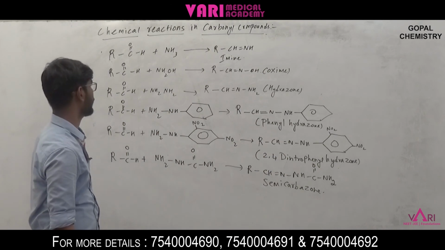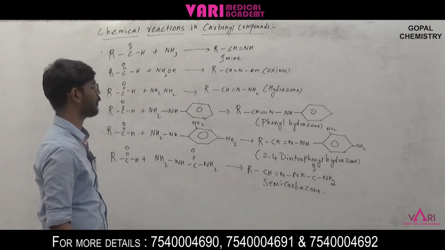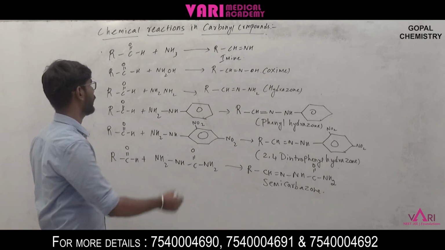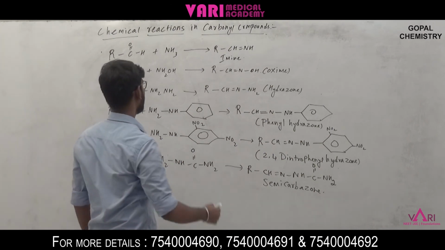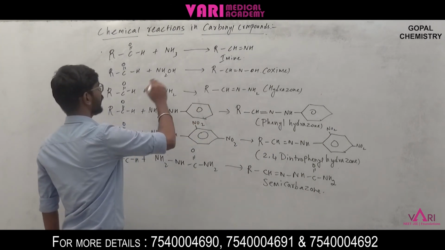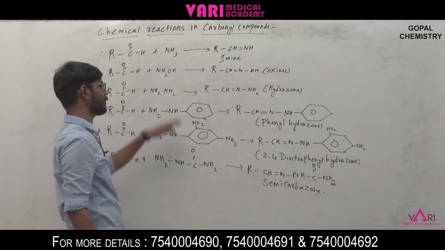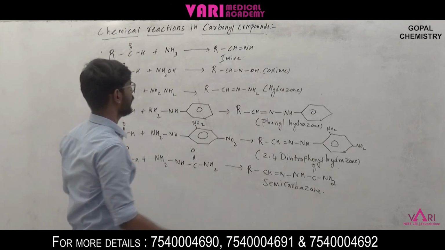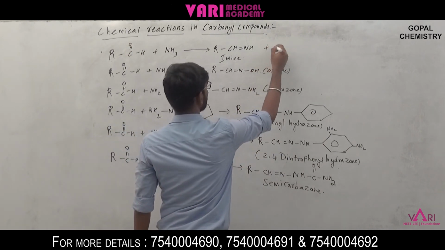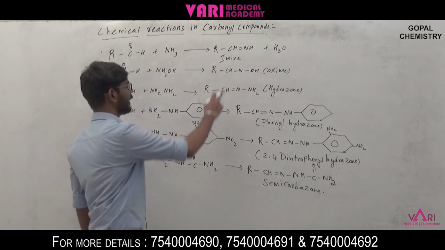So the next set of reactions is carbonyl compounds reacting with ammonia and its derivatives. When the carbonyl compound is reacted with ammonia, we get an imine. How do we get it? There are 3 hydrogens in total in ammonia. Two hydrogens plus this oxygen will be removed as a water molecule, so the end product will be imines.